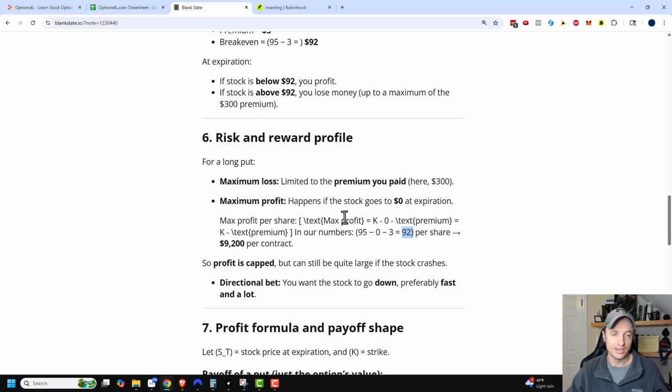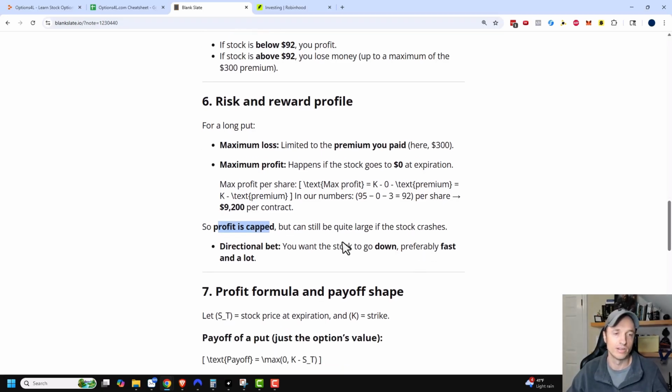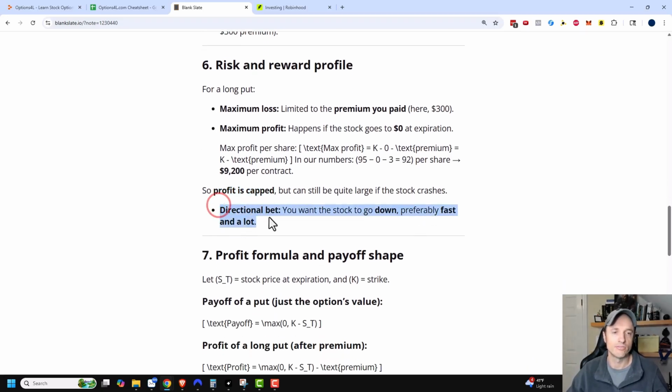More than likely, the stock probably won't drop to zero unless something crazy happens, but that's the max you could possibly earn. So your profit is capped, but can still be quite large if the stock crashes really badly. Now, of course, this is a directional bet. You want the stock to go down, and you want it to go down fast and a lot.